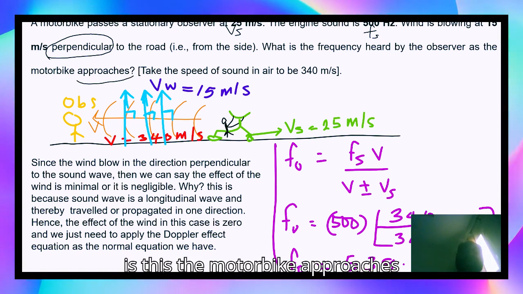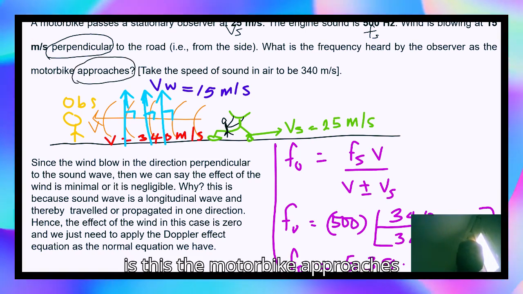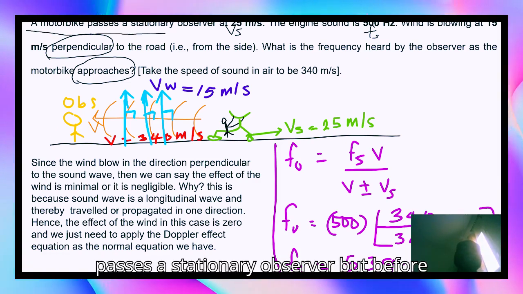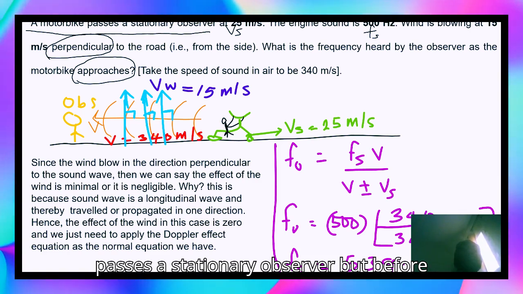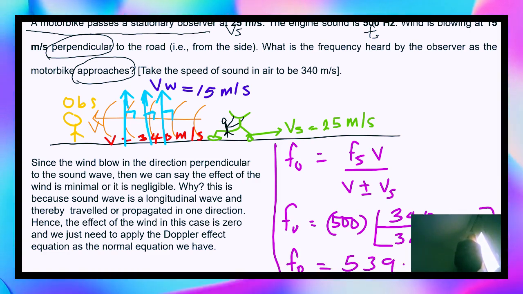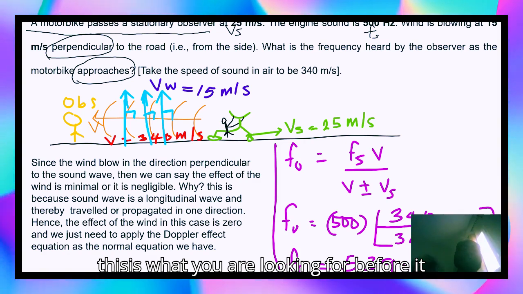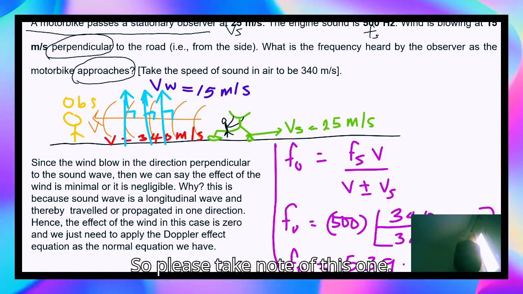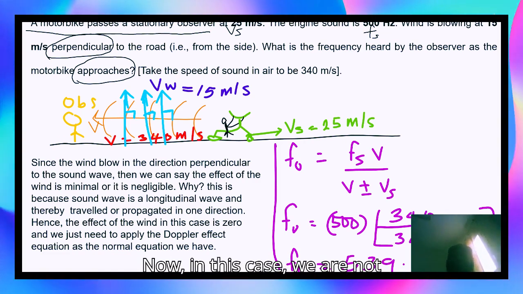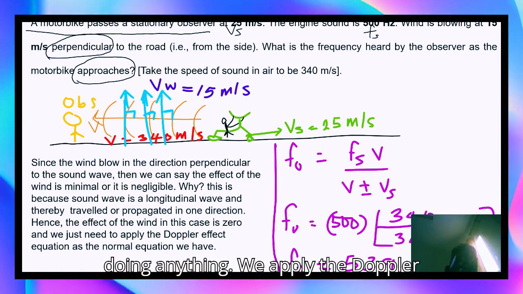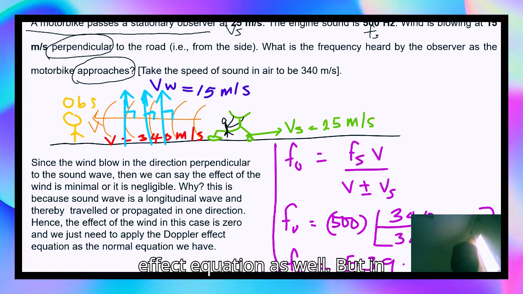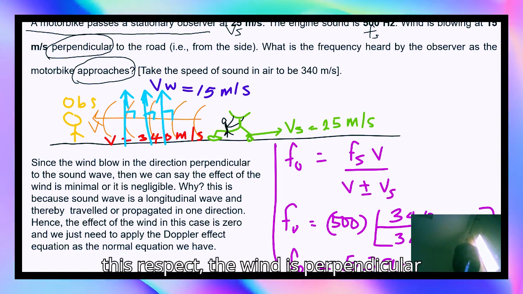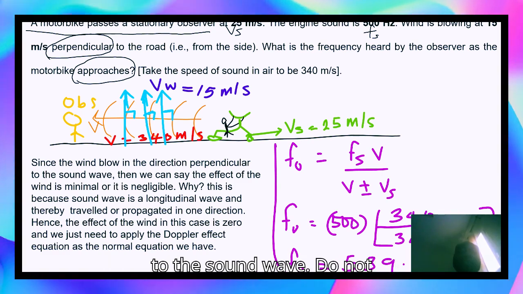Another thing here is this: the motorbike approaches. Don't forget, the motorbike passes a stationary observer, but before it passes, this is what you are looking for. Before it passes the observer, so please take note of this one. Now, in this case, we apply the Doppler effect equation as well, but in this respect, the wind is perpendicular to the sound wave.